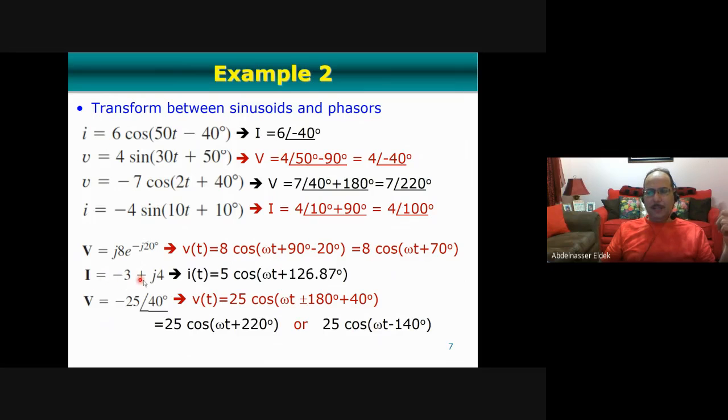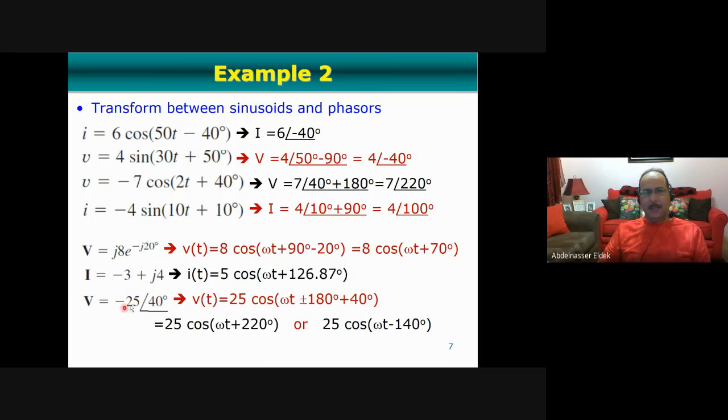If you have I equal negative 3 plus j4, you need to convert this first to amplitude and phase. What is the amplitude? The amplitude is the real square plus the imaginary square under square root. So it will be negative 3 square, which is 9, plus 4 square, which is 16. So it is 25, under square root will be 5. So this is amplitude. What is the phase? The phase is tan inverse of 4 over negative 3. So this is the angle. You will see that this angle here is 126.87 degree. So this will be i of t.